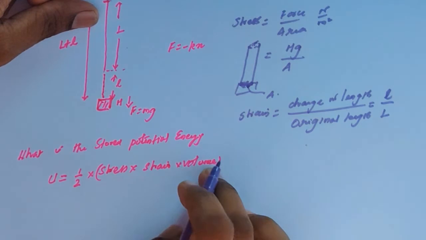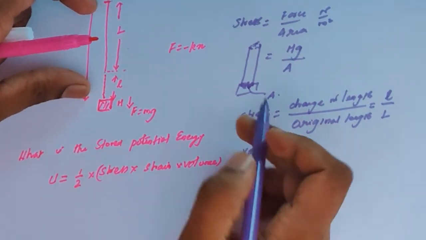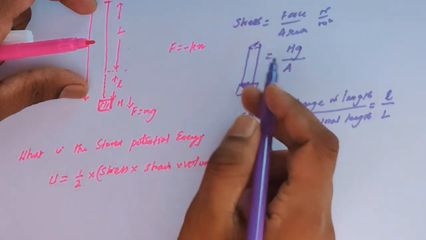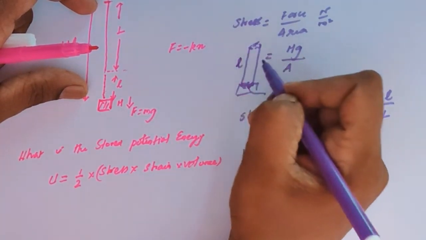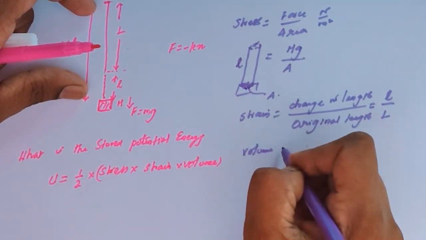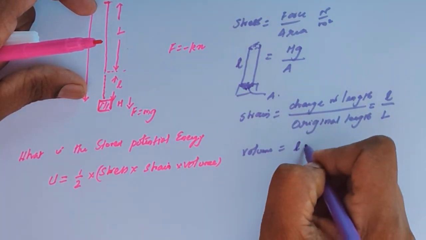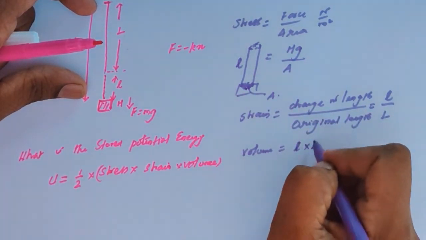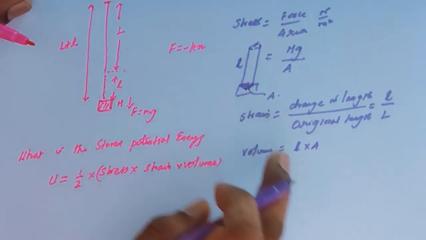Now we want to know the volume. If you assume the wire looks like a cylinder, the cylindrical volume is nothing but the length of the cylinder times the area of the cross section. So the wire is in the form of a cylinder, and the length of the wire times the area of the cross section gives the volume of the wire. So now we know the stress, we know the strain, we know the volume.